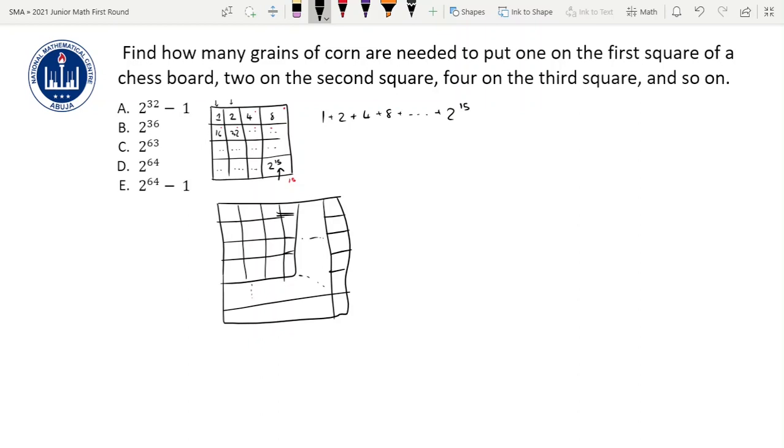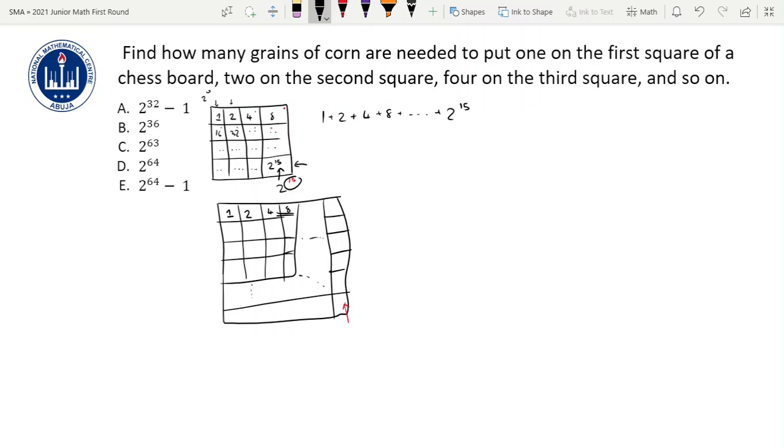On this first square here, we'll have just 1 grain of corn. On this second square, we'll have 2. On this third one, we'll have 4. On this one, we'll have 8, and so on. So how many grains of corn are we going to have in this final square? Notice that on a 4 by 4 chessboard, we have 16 squares. On the first square, we have 2 raised to the power 0 grains of corn, and on the last one, we'll have 2 raised to the power 15 grains of corn. That's because we're going from 0 upwards, right?